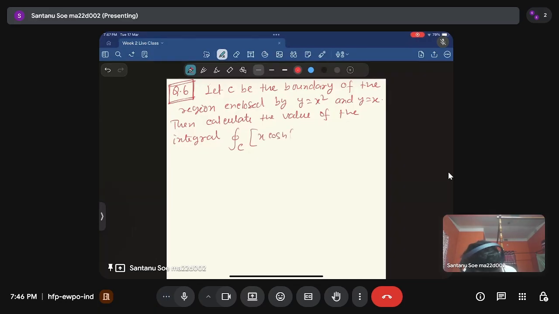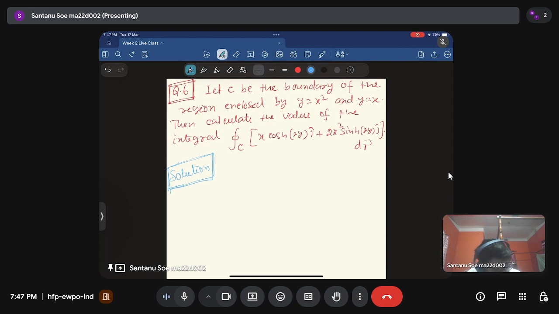x cos hyperbolic 2y into y cap plus 2x squared sine hyperbolic 2y into j cap dot dr. So clearly this is an application of Green's theorem. So we can change this line integration to the double integration. Correct.